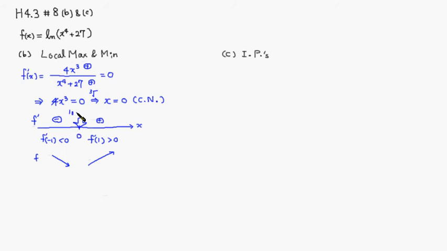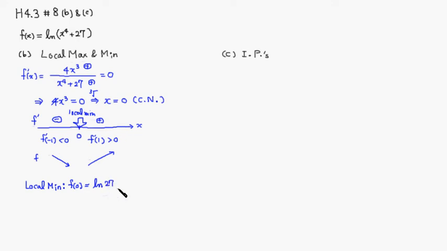So a local minimum at x equals 0. All right, so we found the local minimum. So the local minimum is going to be f of 0. All right, plug in 0 into the original function. So natural log of 0 to the 4th is 0 plus 27. So it's simply natural log of 27.